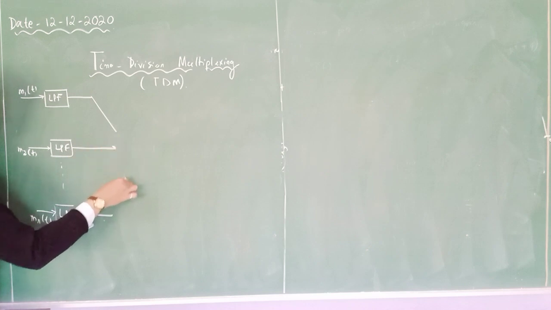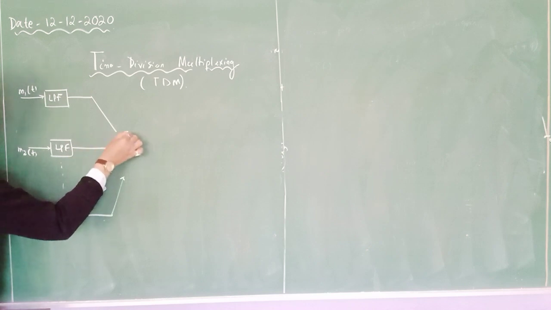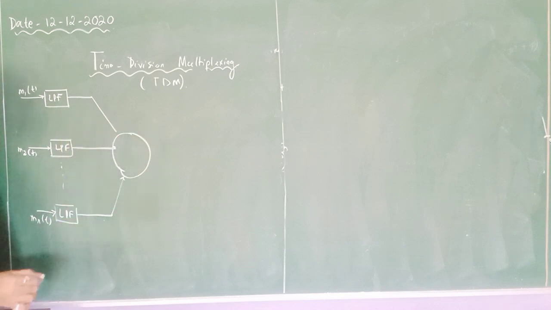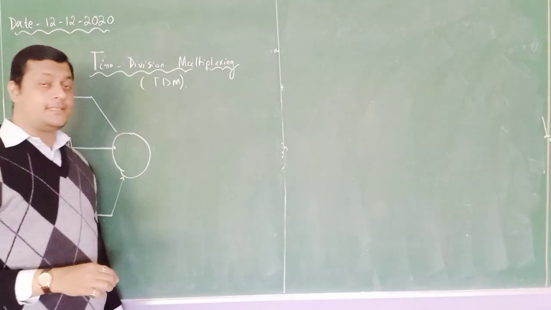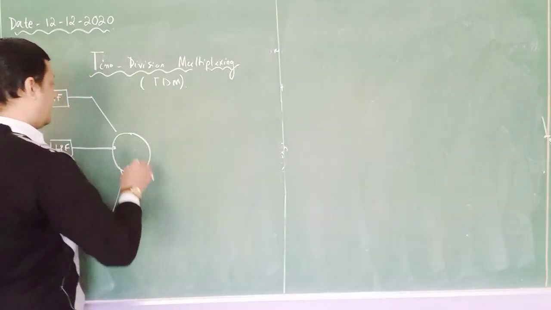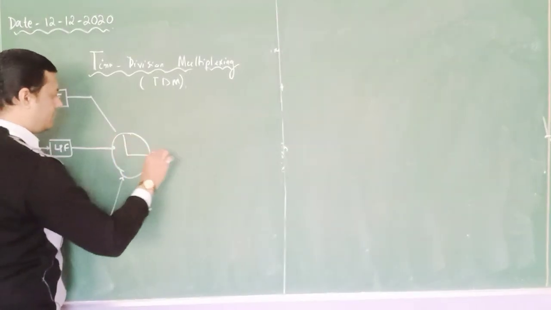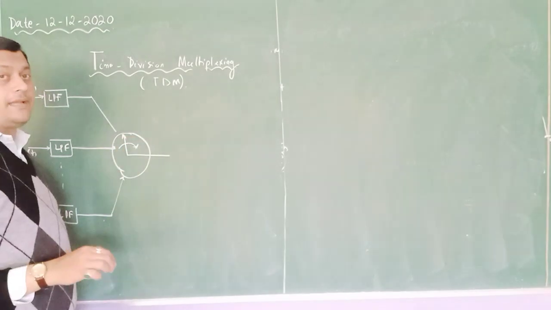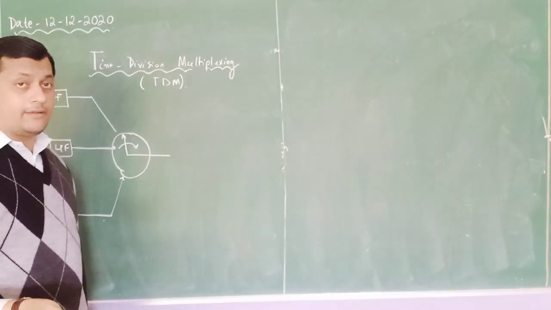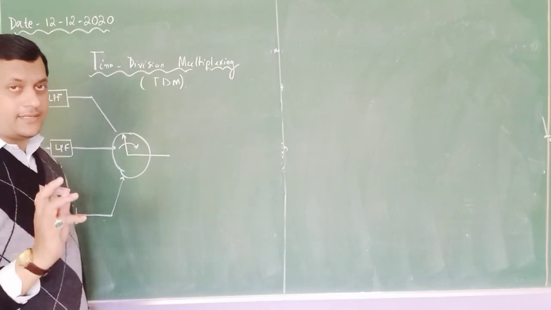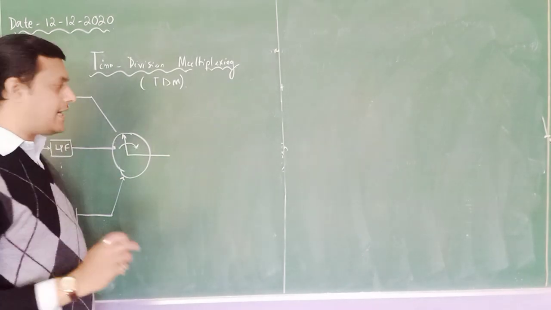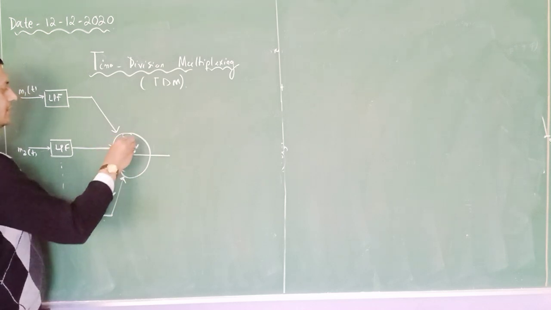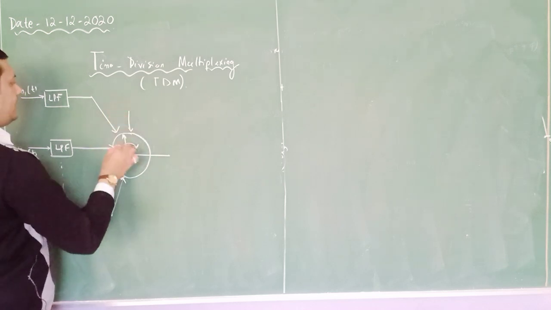And all these signals are provided to a, in frequency division multiplexing it is an adder. Here I will say it is called a commutator. This commutator acts as a switch, and that switch is rotating at a certain speed. That speed also we will see how to calculate. So this is called a commutator.